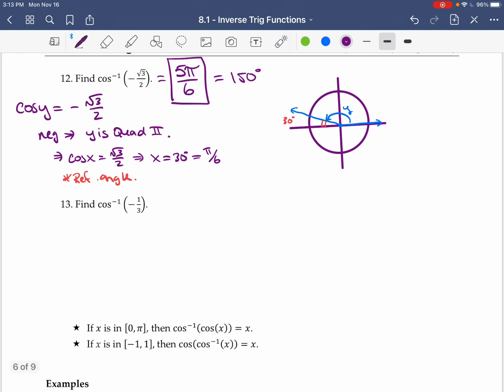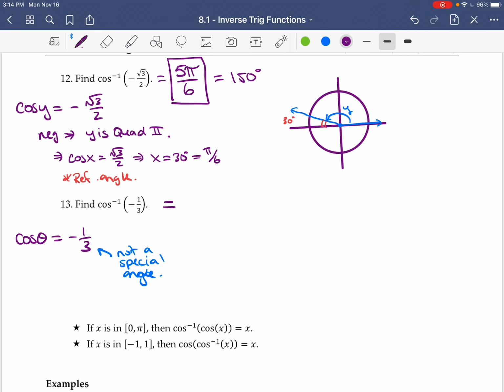Okay, so now if I wanted to find cosine inverse of negative 1/3, so that would be cos theta equals negative 1/3. Okay, this is not a special angle, and it's not going to be a nice degree. So you can just compute this in your calculator.